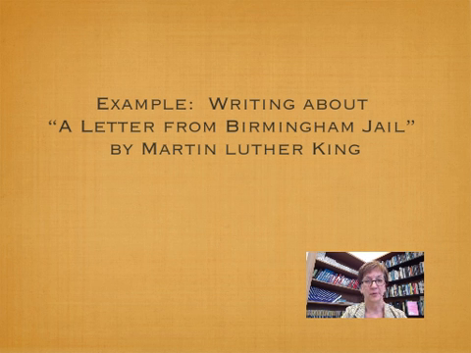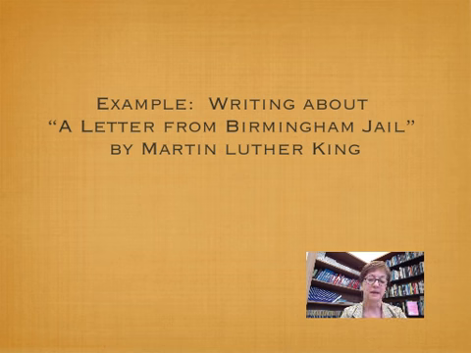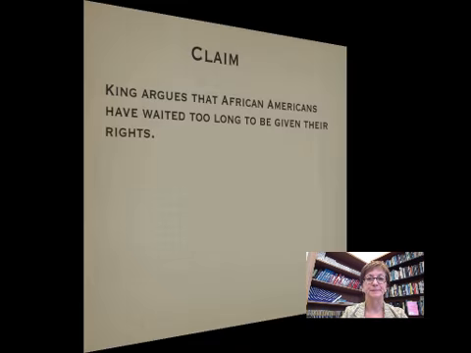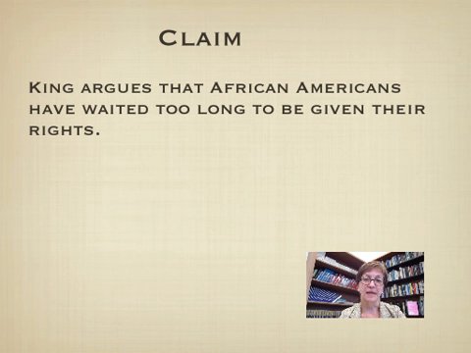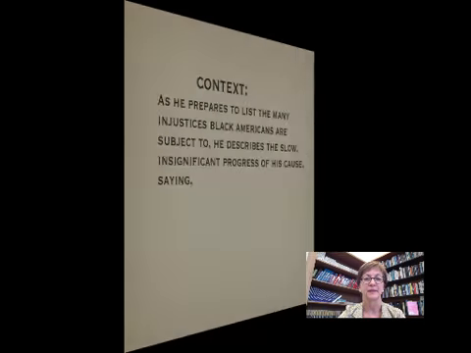So here's an example. If we were writing an essay about a letter from Birmingham Jail, which you've all read, by Martin Luther King, I might come up with a claim like this. King argues that African Americans have waited too long to be given their rights. So that's one of the things that he argues in the essay, and I'm making a claim about that. And again, that claim would probably be the first sentence in one of my body paragraphs.